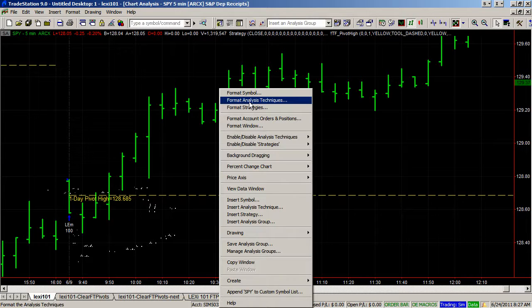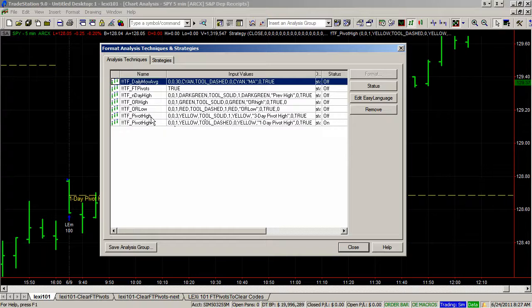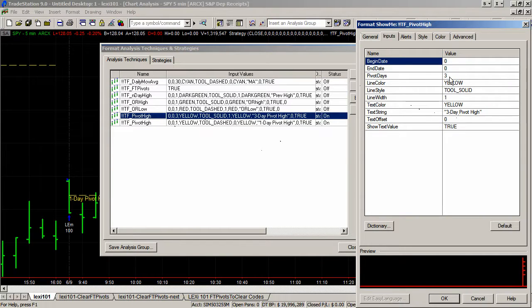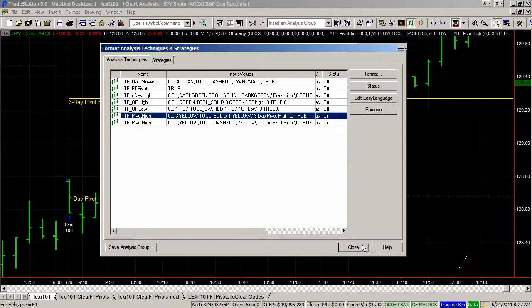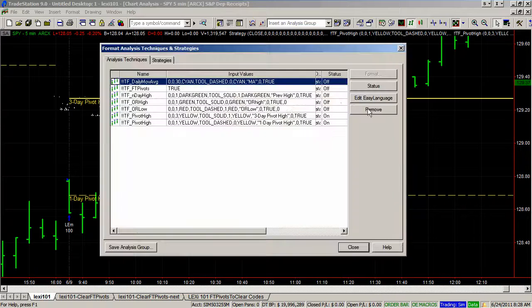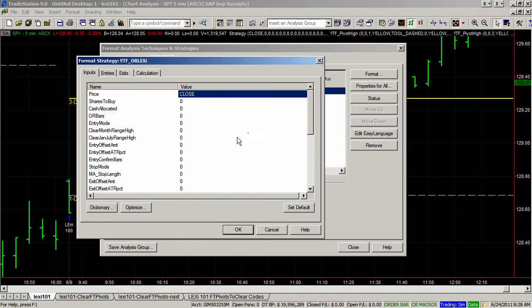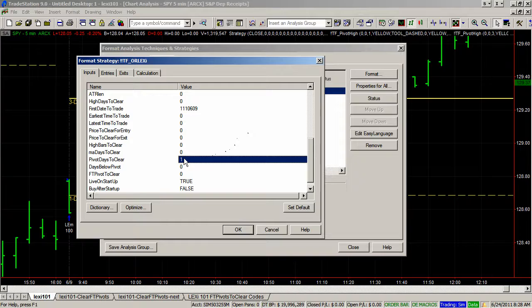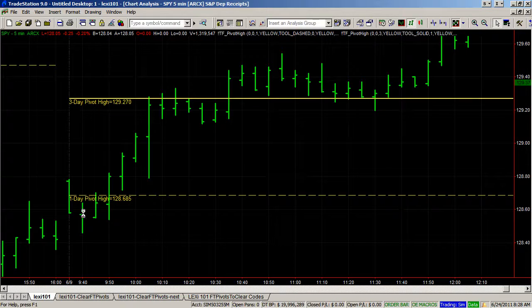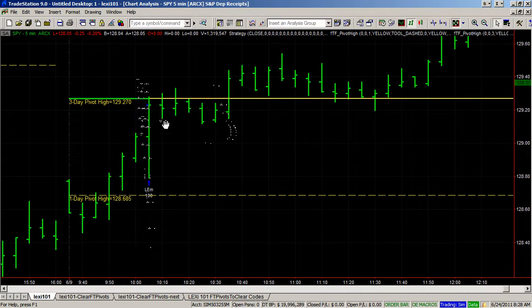Now, I might also want a 3-day pivot. So I have the show me set for 3-day pivot days. That's our 3-day pivot. And we can see the 3-day pivot high is the solid line up there. If I now go into OR LEXi and set pivot days to clear from 1 to 3, that means I'll have to clear the 3-day pivot high, and you see I don't do it until this bar.